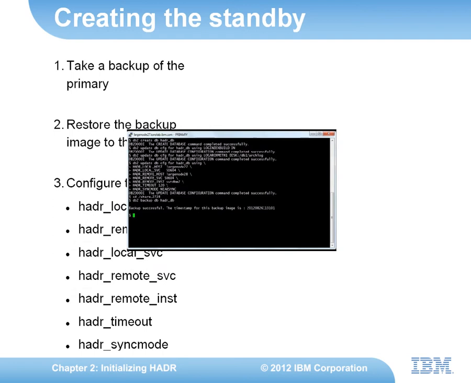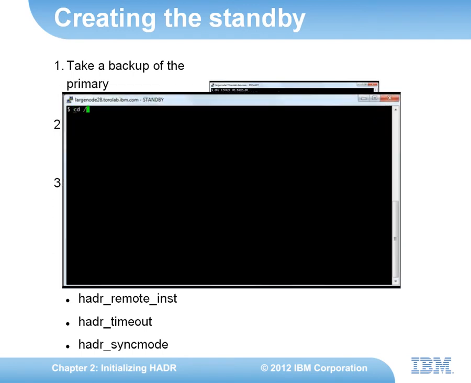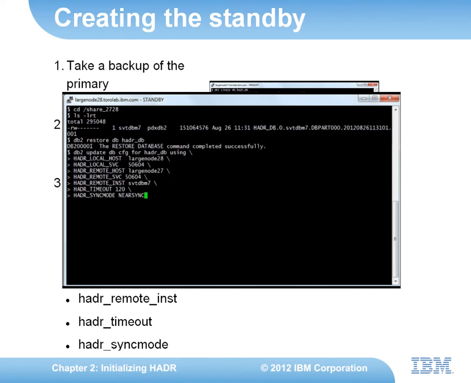And the backup runs successfully. Note that both servers must be set up so we can retrieve backups from the same location. And after we create the intended standby database, it's in roll forward pending state, which we must keep it in so that it can keep rolling forward through the log files that are sent from the primary. Notice that the host names that we're specifying for the local and remote servers are the opposite of what was set on the primary.